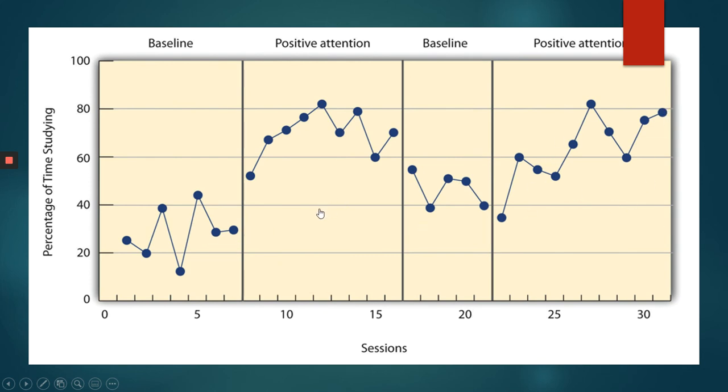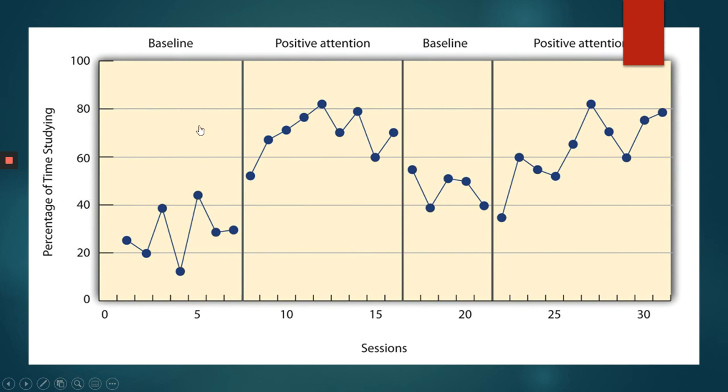And to me, this looks like there's some good evidence. So the time studying is not that great to start with. It goes up quite a bit with the attention. There's a little bit of benefit here. It looks like even when you withdraw the attention, people still are studying, but they're starting to slip a little bit right here. And then once you give them positive attention, people say, well, are you really paying attention to me? And then there's a bounce back up. So this to me seems like good evidence that positive attention does affect the percent of time studying.